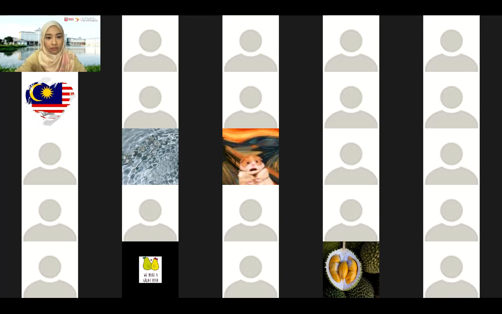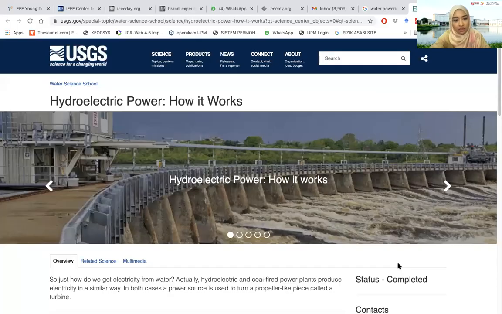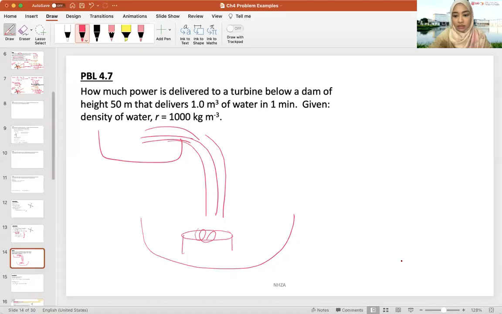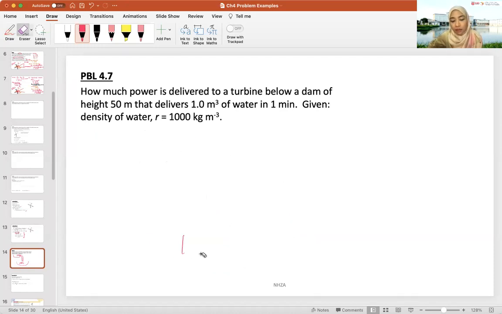Share. So if this interests you, that's good. Sebab this is one of the sustainable energy ataupun green energy. Why is it green energy? Because you always have water, and it does not pollute the earth, does not emit anything. So electricity that we get from hydro, from water, is very, very good actually.